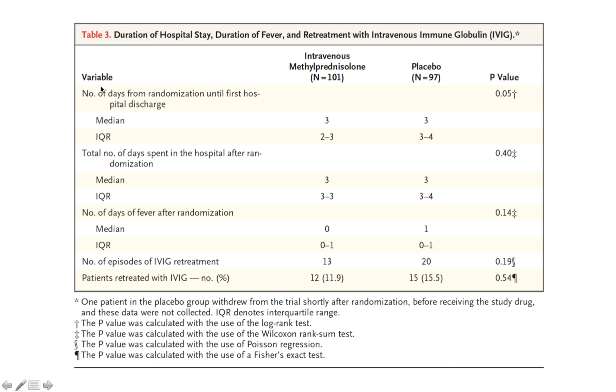So here is table 3. Here is the median and the interquartile range for the days of hospitalization. And here the authors mention that they did a log-rank test to evaluate whether there's a difference in this time to event. Another secondary analysis they did was whether patients were retreated with IVIG.